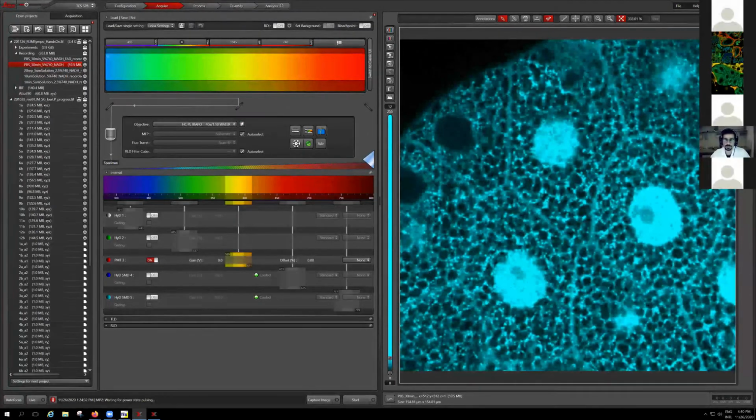So if you want to look at your IRF and find out how your system is working, if you want to assess the quality of your system and the FLIM system, that's one thing. And if you want to use it for analysis of the data that you acquire, that's another thing.